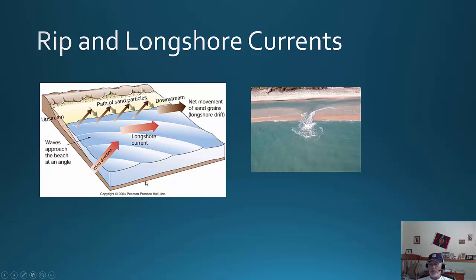Rip and longshore currents. Let's take a look at the rip current. Rip currents are really a funneling of the water that strikes the beach into a narrow opening. This is a pretty good picture of one here, and you can see it's fairly narrow, but it dies out not far offshore.